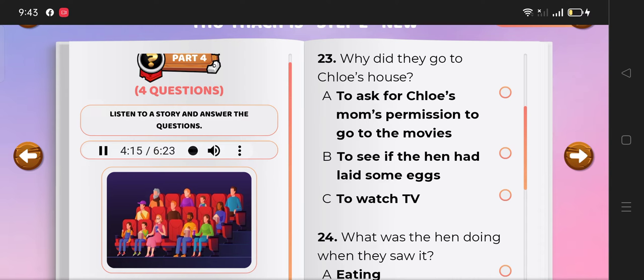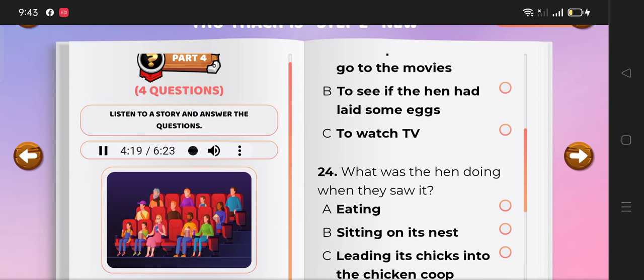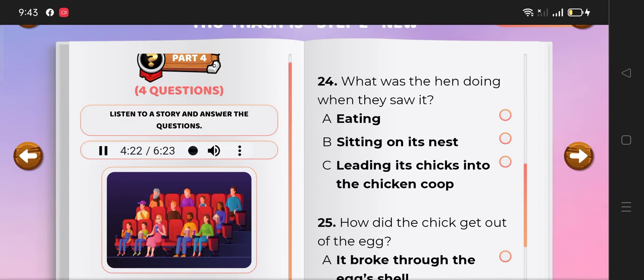Number 24. What was the hen doing when they saw it? A. Eating. B. Sitting on its nest. C. Leading its chicks into the chicken coop.